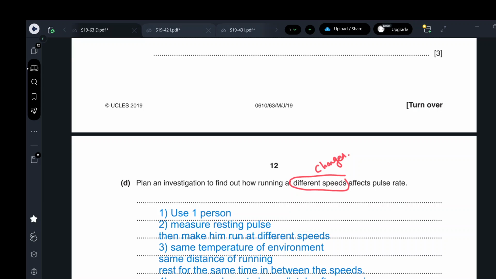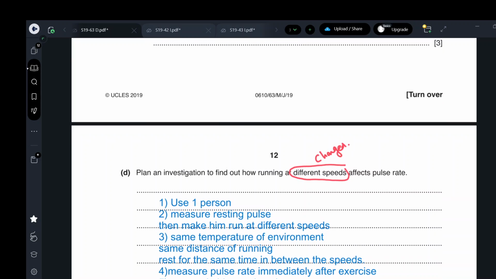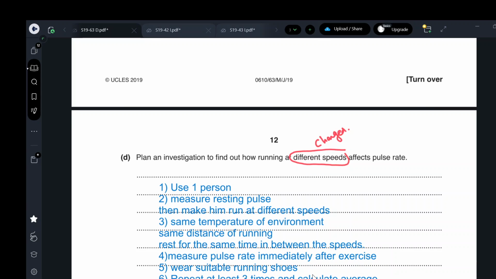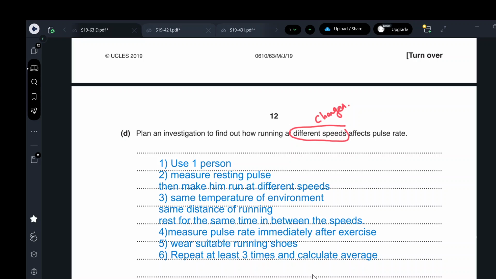Number 4 is always your results. What are the results you're measuring? Measure the pulse rate immediately after exercise. Now, what is the safety precaution? In any experiment, there is a safety precaution. With exercise, you have to wear proper running shoes, and then repeat at least 3 times and calculate an average.